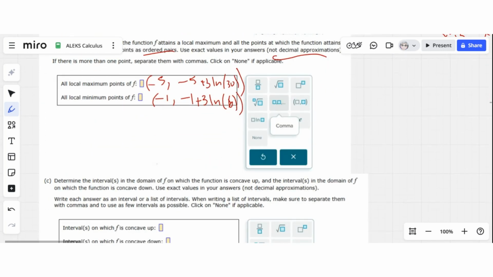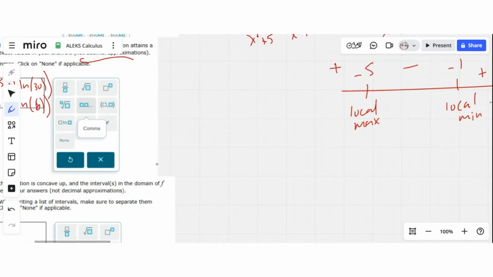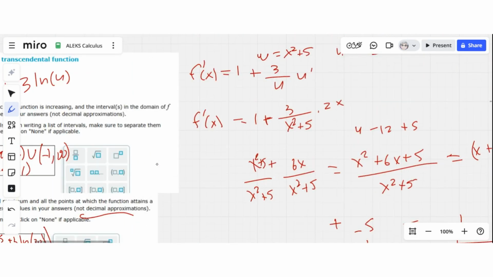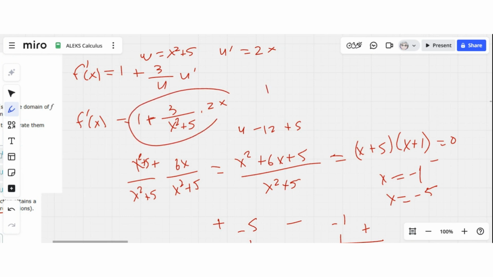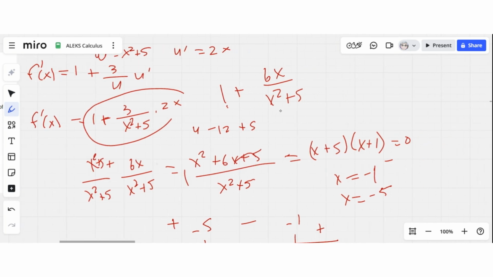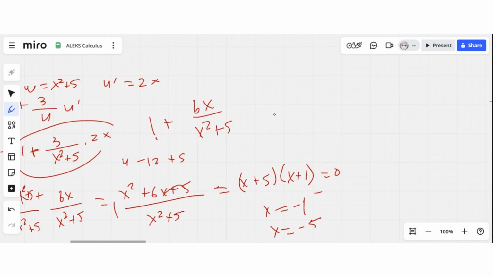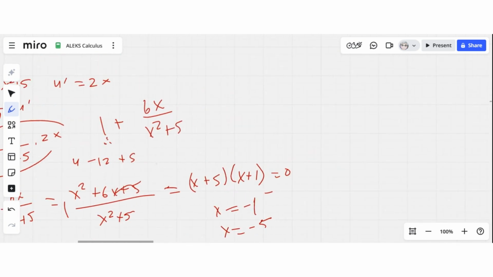Let's find the second derivative so we can figure out where it's concave up and concave down. I think what I'm going to do is take this form here, actually 1 plus 6x over x squared plus 5, rather than this one, because here the 1's going to disappear when I take the derivative of that. So this is a slightly easier quotient rule problem. So let's try this. So I know this part's going to go away.